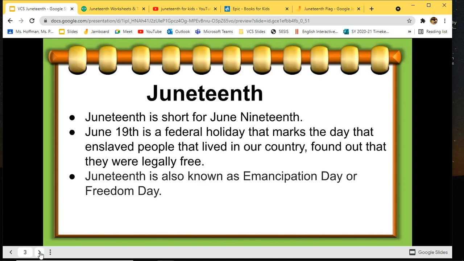Juneteenth. Juneteenth is short for June 19th. June 19th is a federal holiday that marks the day that enslaved people that lived in our country found out that they were legally free. Juneteenth is also known as Emancipation Day or Freedom Day.